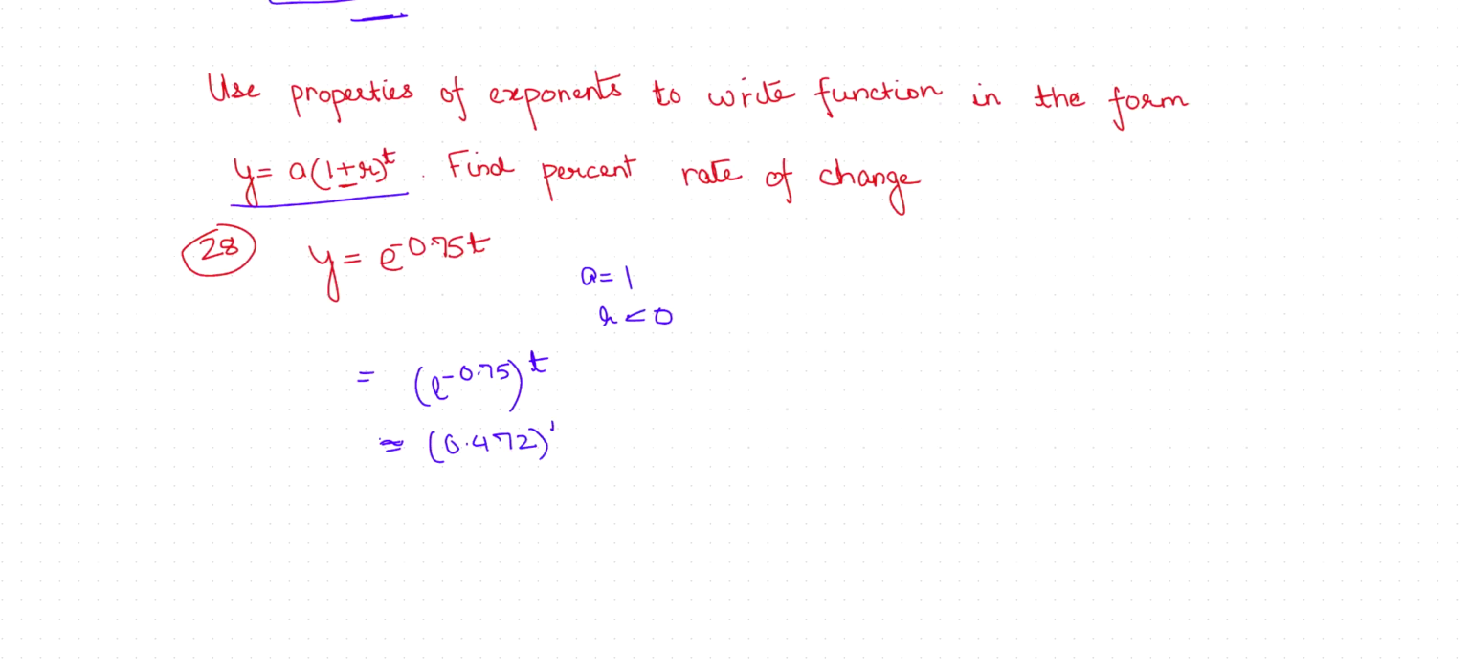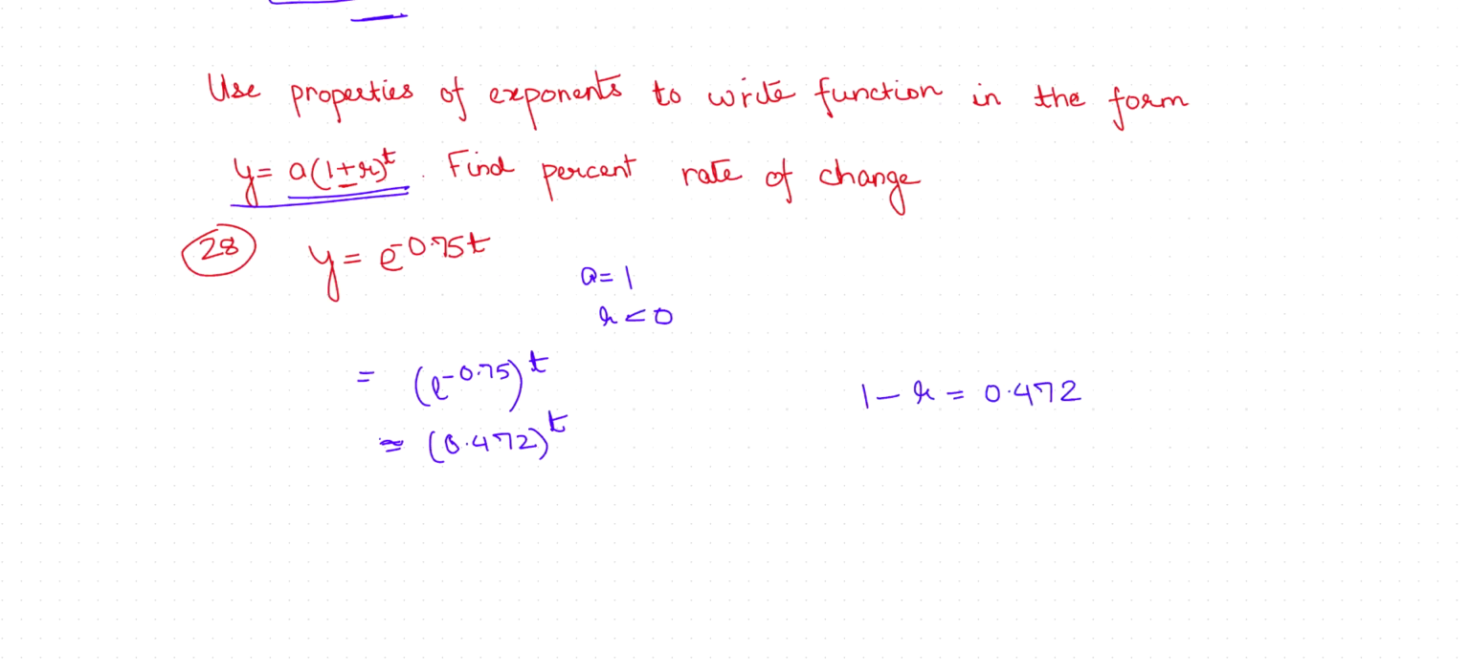Okay. So now if we have to write it in this form, 1 minus r, we see that 1 minus r is equal to 0.472.